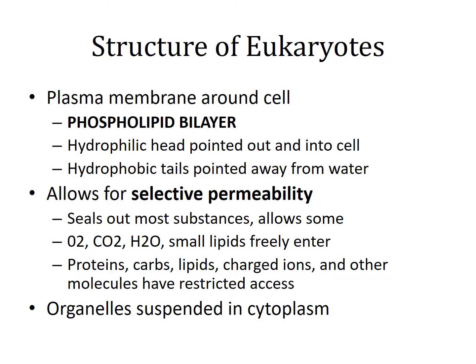Eukaryotic cells do have a plasma membrane around the cell, and it is a phospholipid bilayer. We talked about phospholipid bilayers way back in chapter 3, when we were talking about the important biomolecules, and of course lipids were one of those. We pointed out why phospholipid bilayers are structured the way that they are, and really that allows for permeability, and it allows it to be selectively permeable. It makes sure that not everything can just go in and out of the cell willy-nilly. That would not be effective.